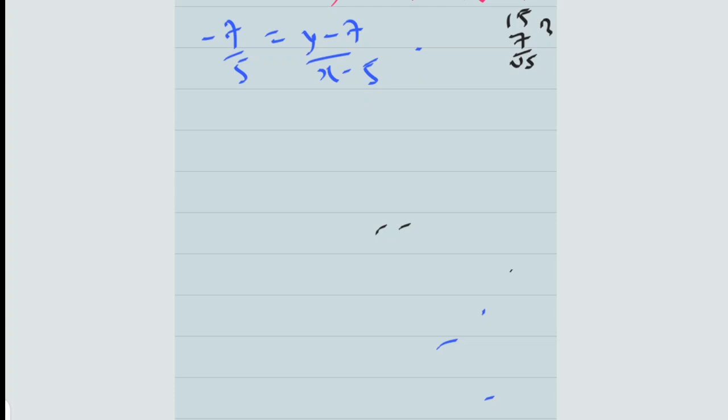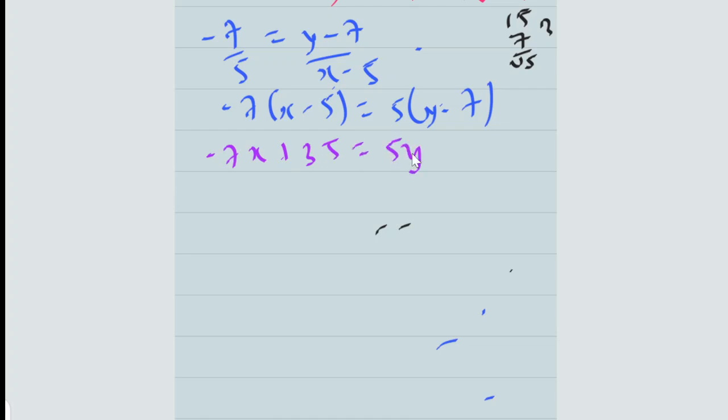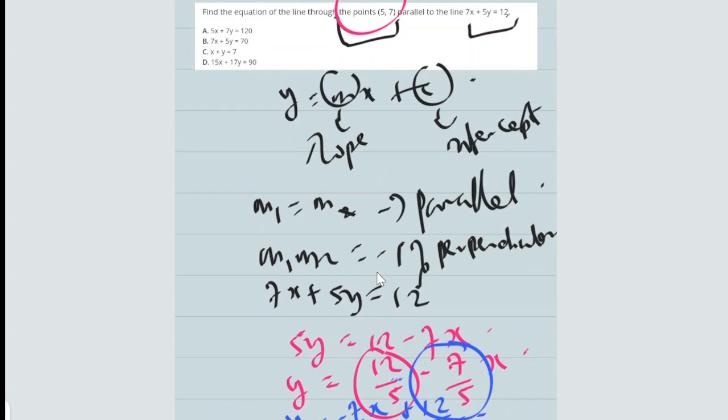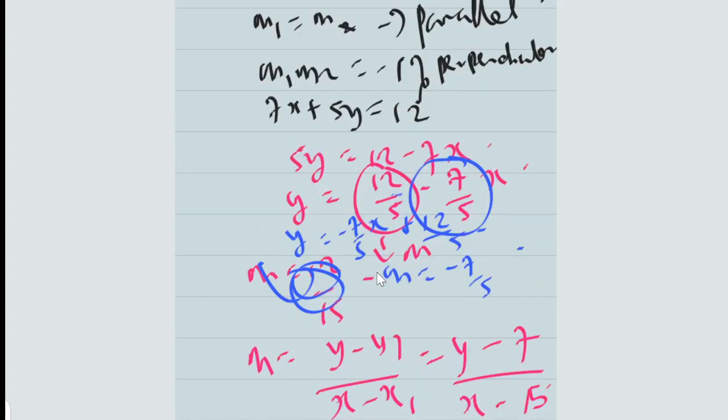So if that is cleared, if you cross multiply like we did before, this will be minus 7 into x minus 5 is equal to 5 into y minus 7. And this one will now give me minus 7x plus 35 is equal to 5y minus 35. So then you have minus 7x plus 35 is equal to 5y. Then you have minus 7x plus 70 is equal to 5y.